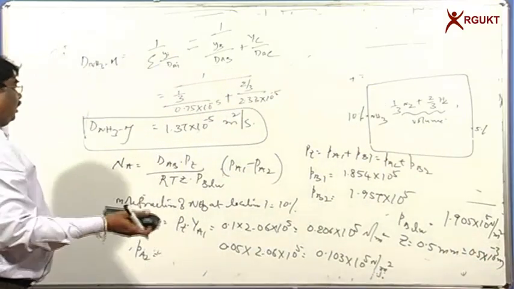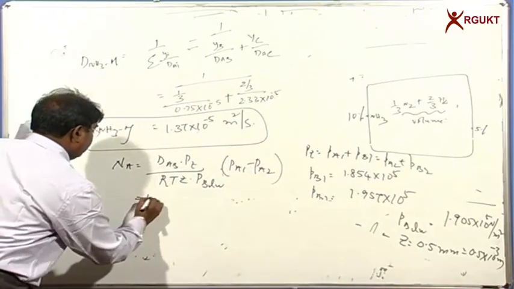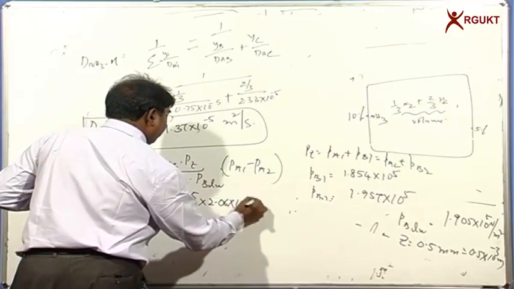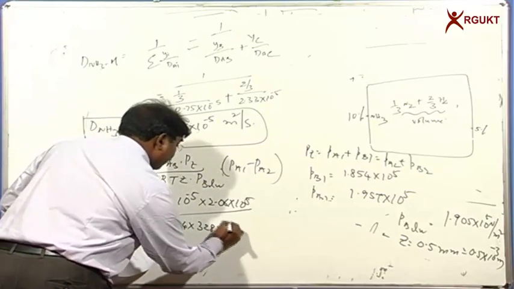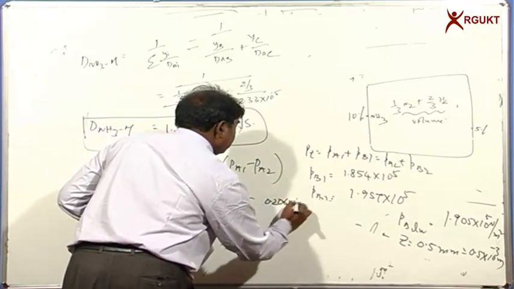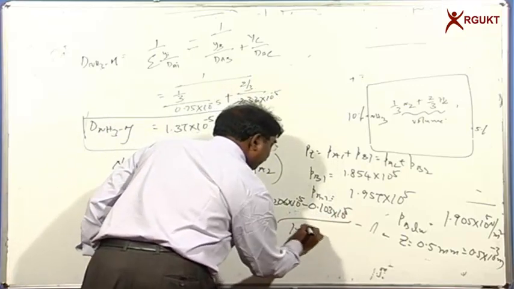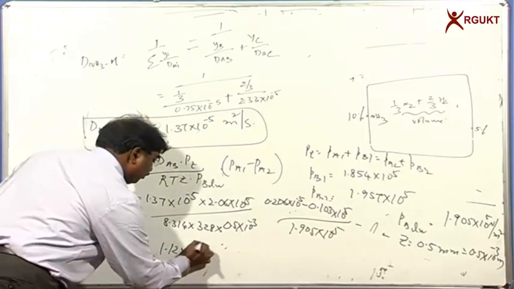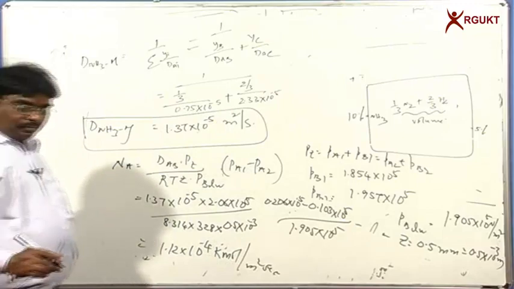So now if I have all these values, I can substitute into this expression, and I can get 1.37 into 10 power minus 5 into 2.06 into 10 power 5 divided by 8.314 into 328.5 into 10 power minus 3, into ln of (0.206 into 10 power 5 minus 0.103 into 10 power 5) over 1.905 into 10 power 5, that is equal to 1.2 into 10 power minus 4 kilomoles per meter square per second.